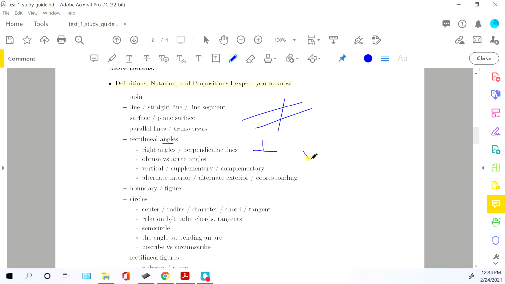Obtuse versus acute angles. Vertical angles, which look like that. Supplementary angles, which look like those guys that form 180 degrees, and complementary angles, these are the ones that form 90 degrees. I'm also expecting that you know what alternate interior angles are, what alternate exterior angles are, and what corresponding angles are. Corresponding are like that.